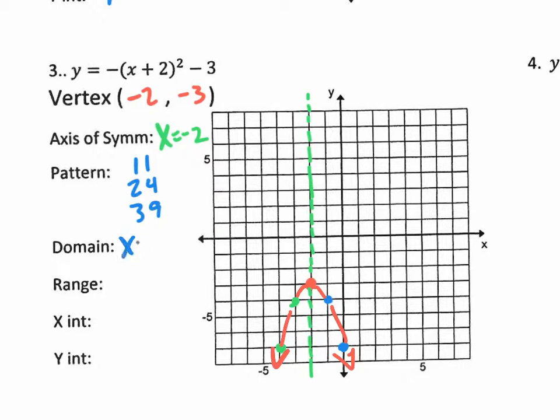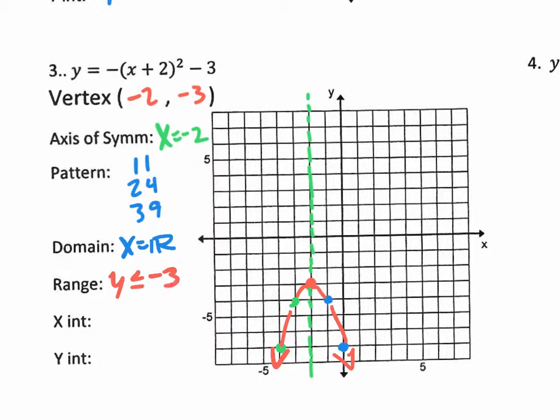The domain, x equals all real numbers. The range, y is what? Greater than or equal to or less than or equal to? So it is less than or equal to because the parabola is opening down. And what's the y value of your vertex?